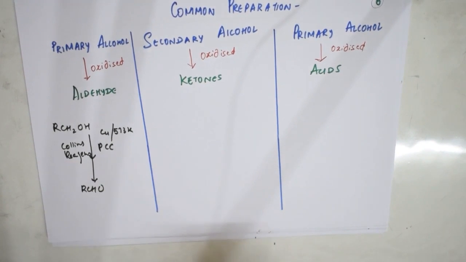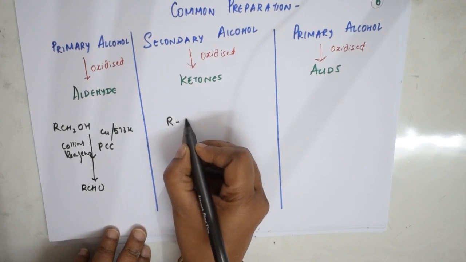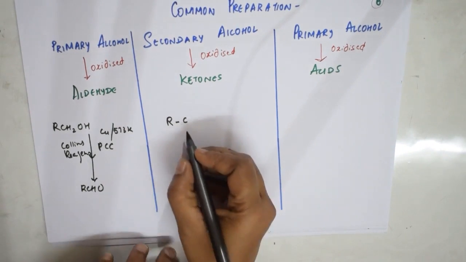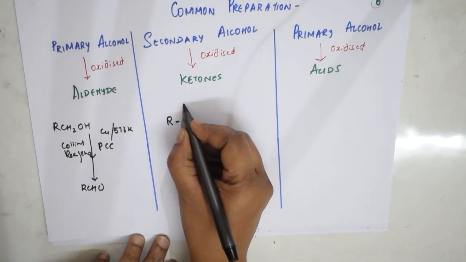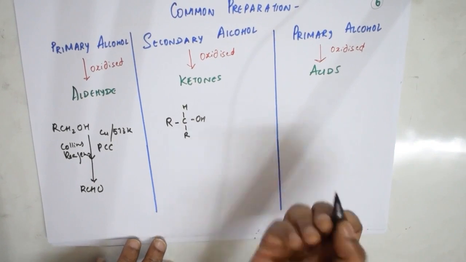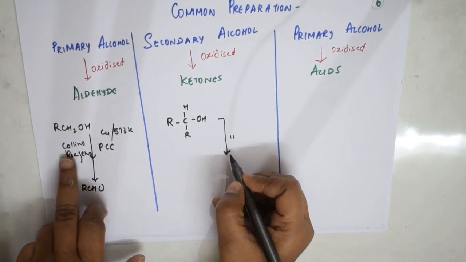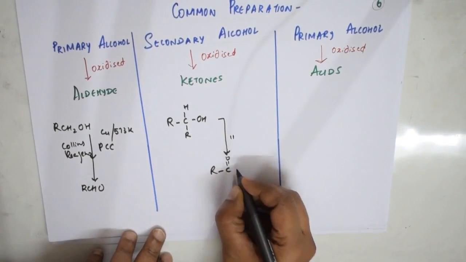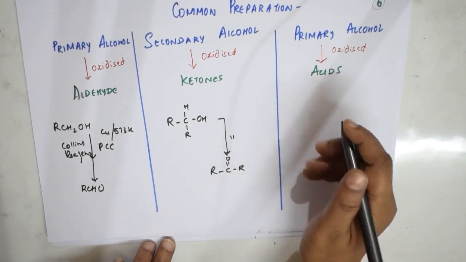Now when it comes to ketones, I need to take secondary alcohols. In a secondary alcohol, you will have 2 alkyl groups, 1 H and OH, correct? Here also the same conditions apply. If you use the same reagents here, you will get a ketonic group. Done. When it comes to acids, I need to use a primary alcohol.